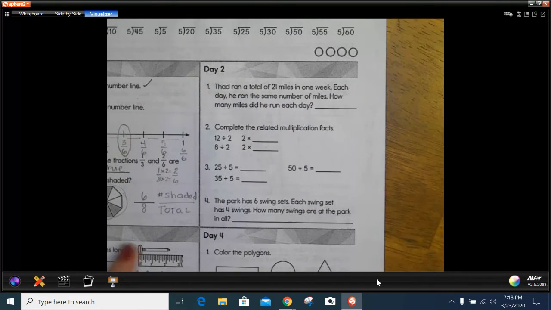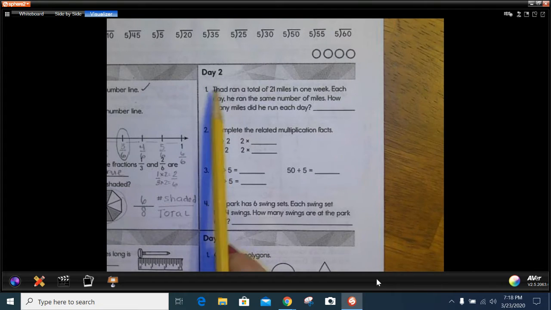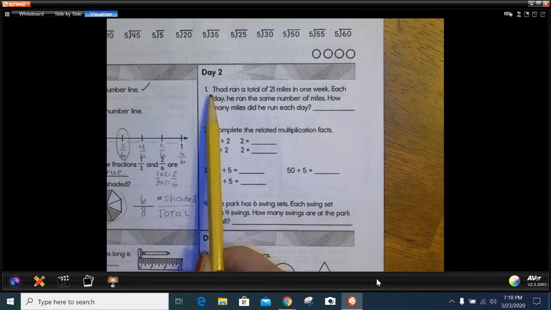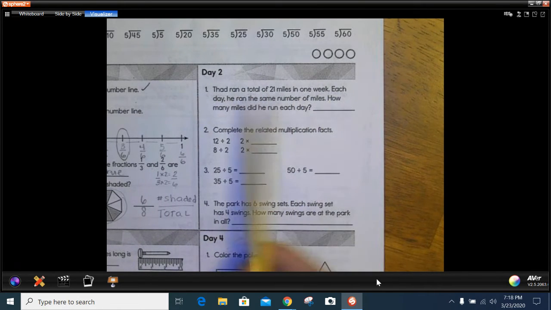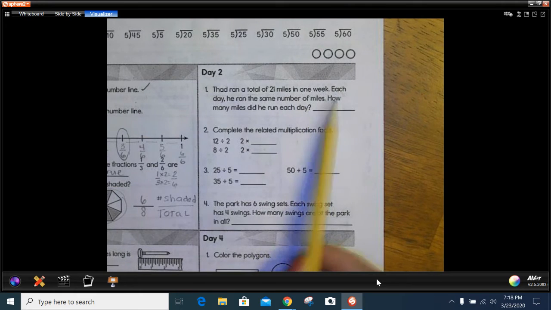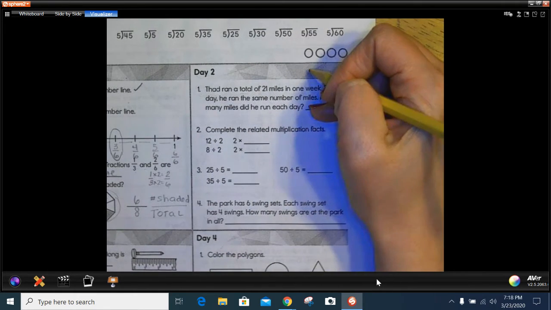Here we go. I'm going to zoom that in, make that nice and big for everybody. Don't forget, guys, I'm looking for work on your paper, even though I am not specifically there checking your paper. Day 2. Thad. Again, don't get caught up on names, guys. Thad ran a total of 21 miles in 1 week. Each day, he ran the same number of miles. How many miles did he run each day? You know what I'm looking for right now.